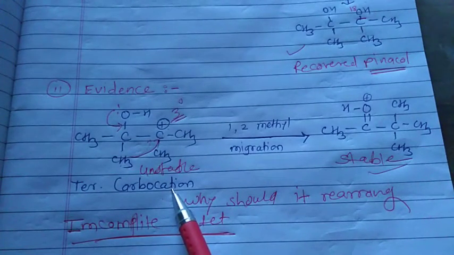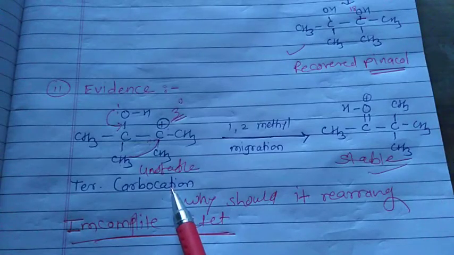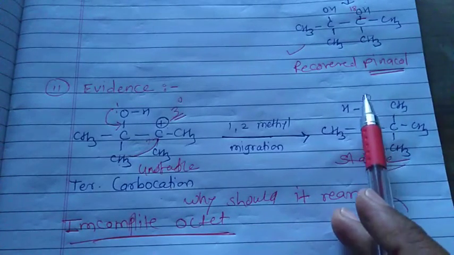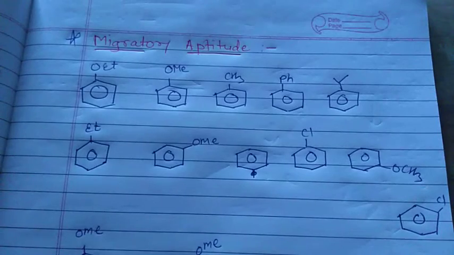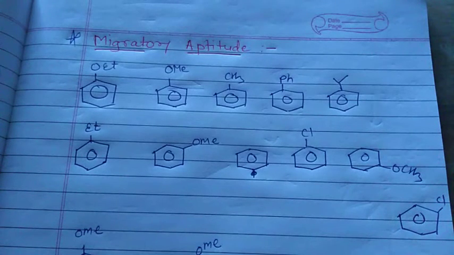Okay, this is the evidence for the formation of the oxonium cations. Next topic is migratory aptitude. What is migratory aptitude? The aptitude with which any particular group will undergo nucleophilic 1,2 shift is known as its migratory aptitude. A 1,2 shift means the shifting of one group to the second carbon; that is called a 1,2 shift.